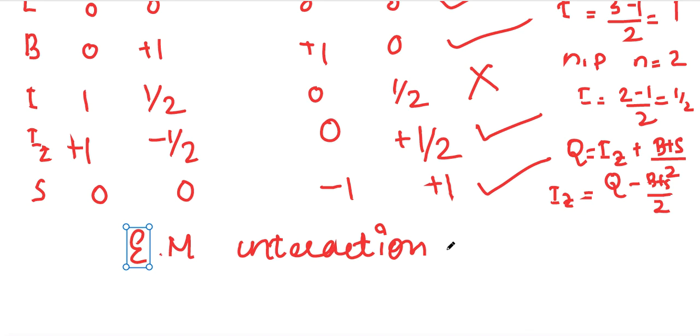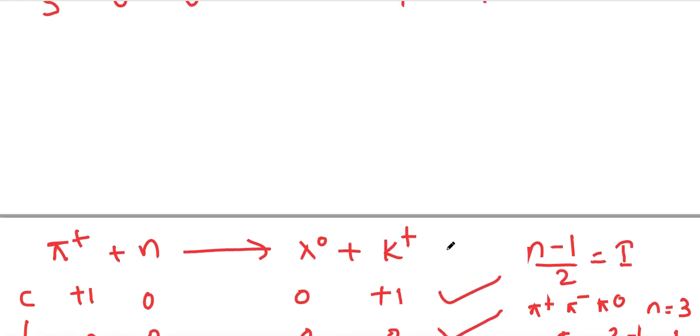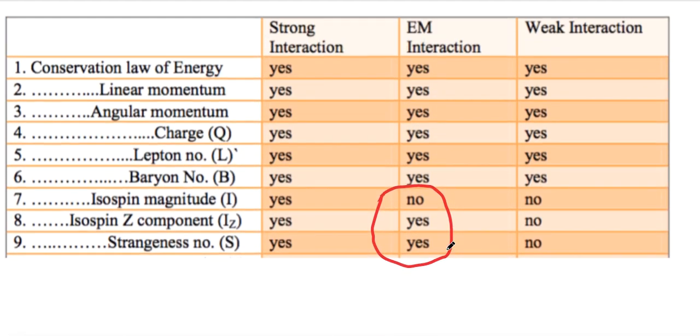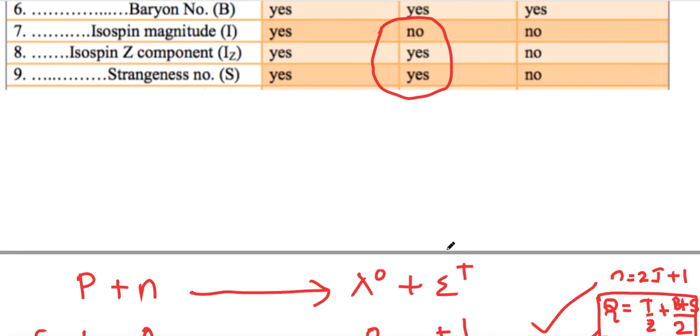So this is how we can check whether a particular interaction is possible or not. So I hope everyone understood this. So this is the logic. The table you have to memorize. You have to have a clear idea of which interactions, which quantum number is violated, which is conserved. If you know that, you can easily check whether a particular interaction is possible or not.